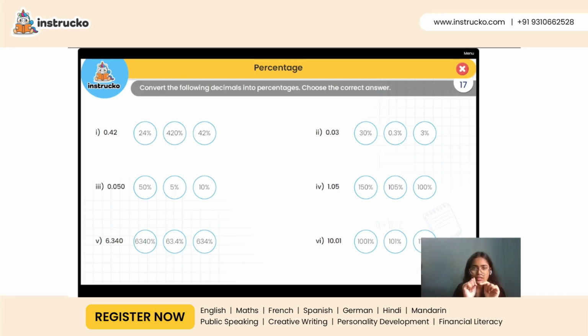The decimal point moves 2 steps right. I hope you know that. So the decimal point will move 2 steps right. So let's do these ones. 0.42, if you multiply it by 100, moving the decimal point 2 steps right, you get 42%.